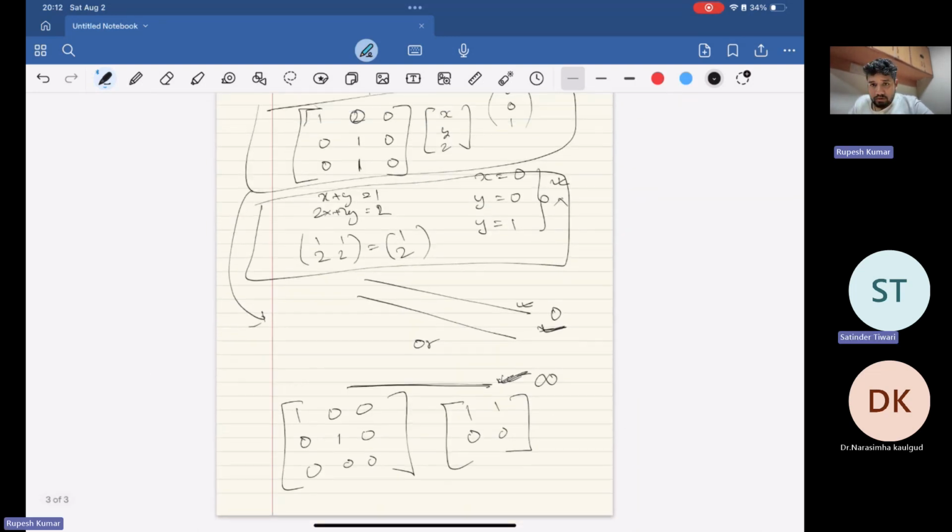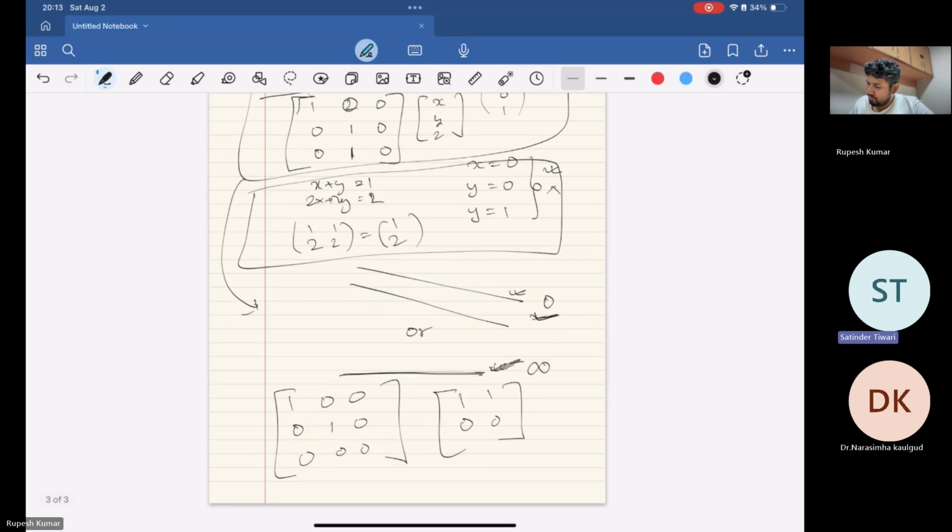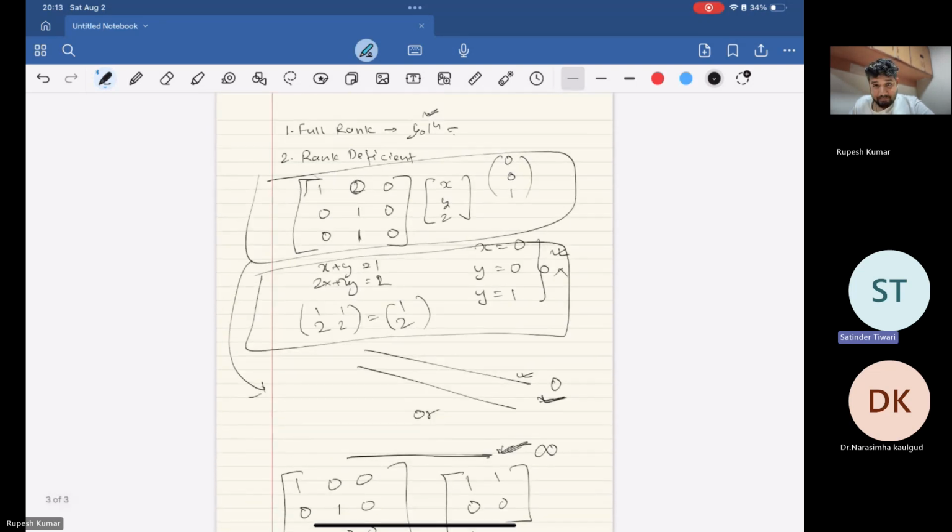So it means we are coming to the conclusion that having a pivot for a rank deficient matrix doesn't confirm that it will have infinitely many solutions.